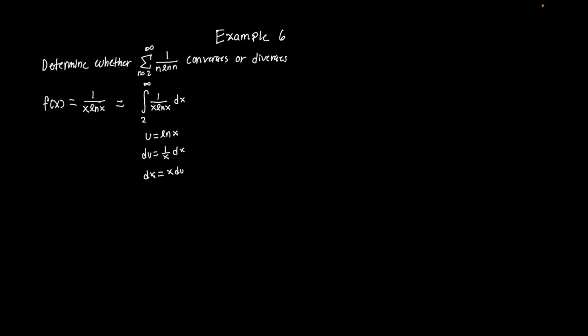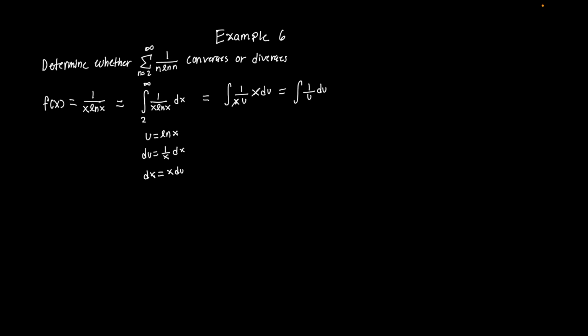Now we can rewrite our integral, right? So it's equal to 1 over x times u times x, because we're just replacing the dx with x du, and then the natural log of x is just replaced with u, so you see the x's cancel. Therefore, you get the integral to be 1 over u du.